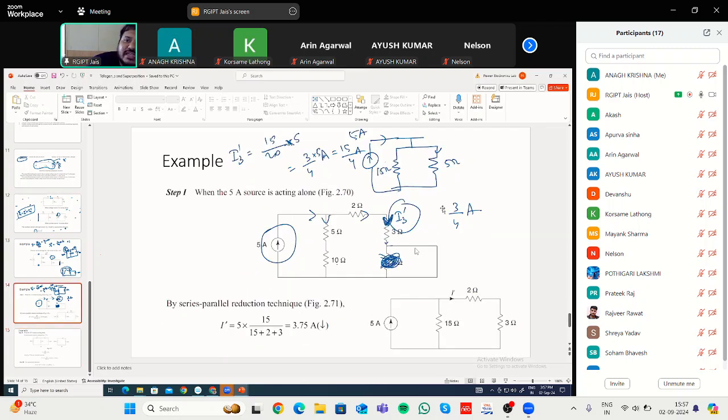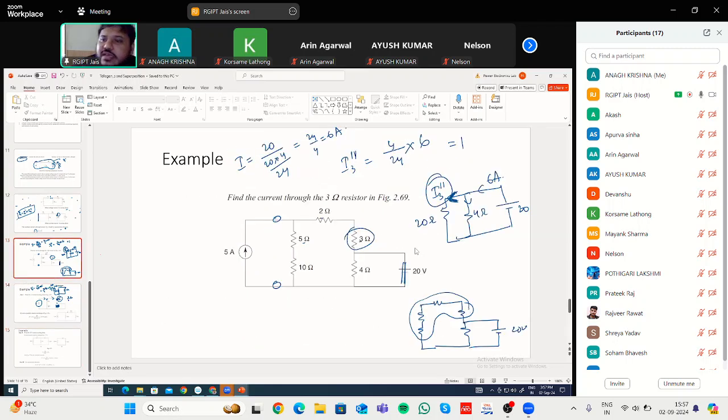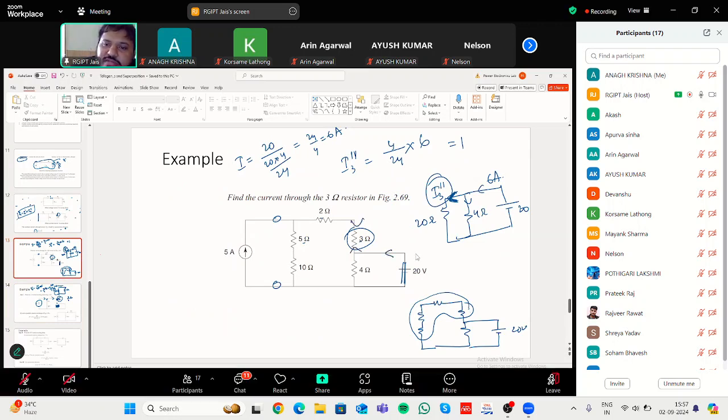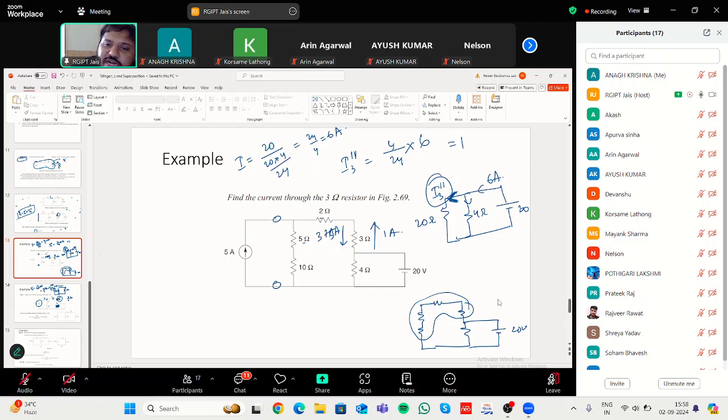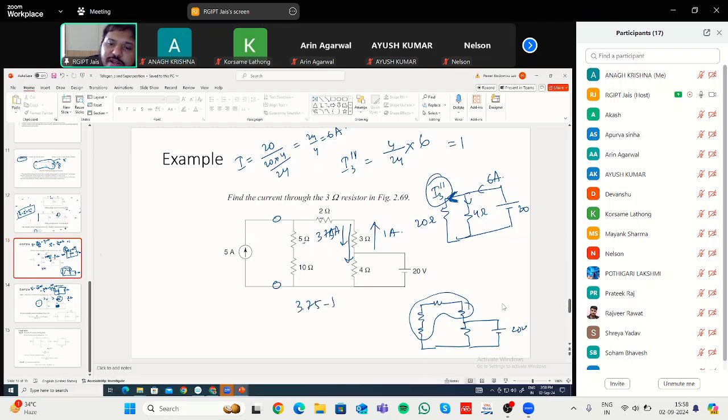Now, what will be the direction? The direction will be in the opposite direction. If you see this, the direction now is flowing like this. In the earlier case, the direction was this. So in the downward direction, through this 3 ohm resistance, from top to bottom, it is 3.75 ampere. From bottom to top, it is 1 ampere. So which one is greater? What is the net current? Net current will be in the downward direction and its value will be 3.75 minus 1, that is 2.75 ampere.